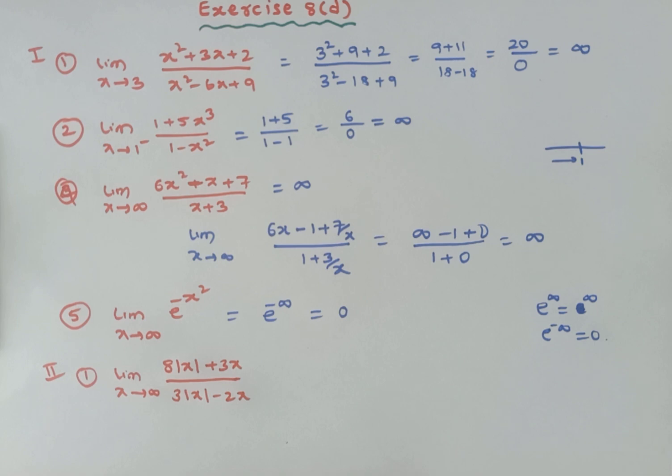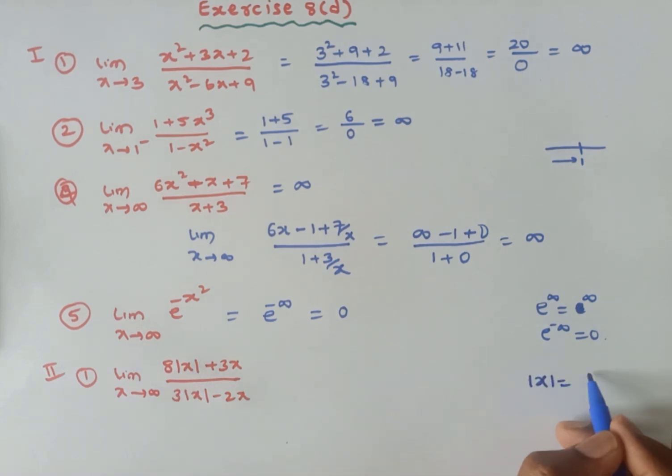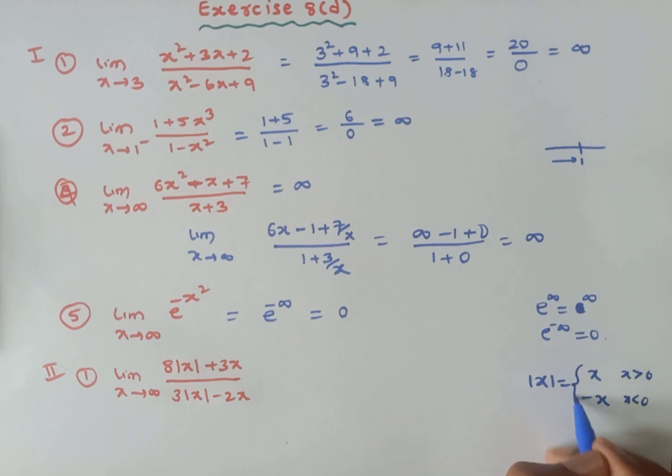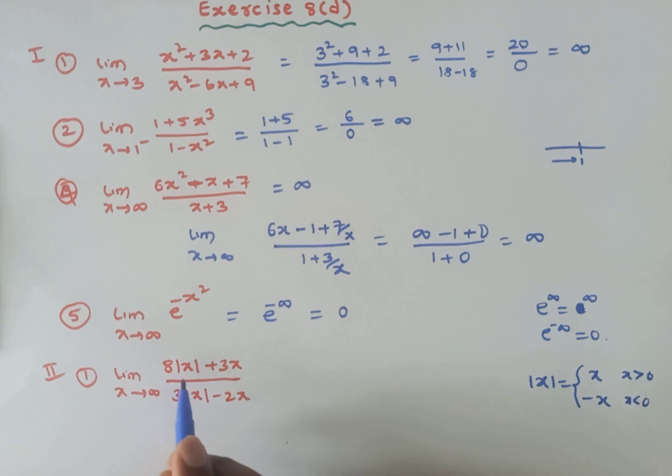So you know the definition of mod x, right? Mod x is not directly x, it depends upon the value of x. There is a rule for mod x: mod x value is either x or minus x. Mod x is x when x is greater than 0, and minus x when the value of x is less than 0. Now we need to replace mod x with either x or minus x.